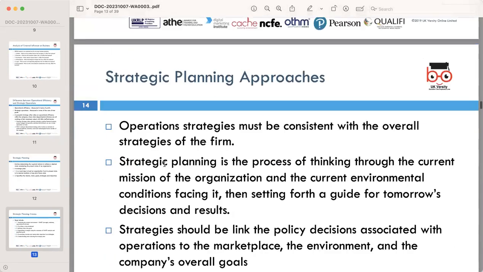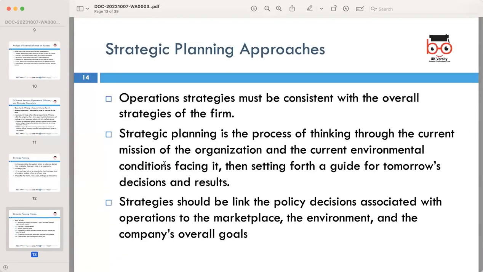Strategic planning approaches. Strategic operations strategies must be consistent with the overall strategies of the firm. Strategic planning is the process of thinking through the current mission of the organization and the current environmental conditions facing it. Strategies should link the policy decisions associated with operations to the marketplace, the environment, and the company's overall goals.